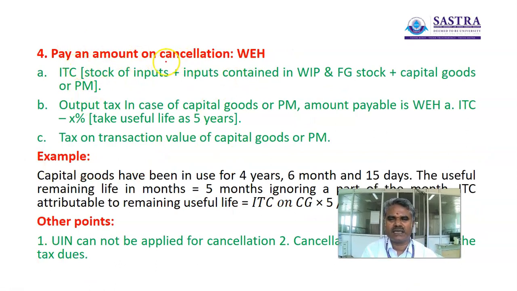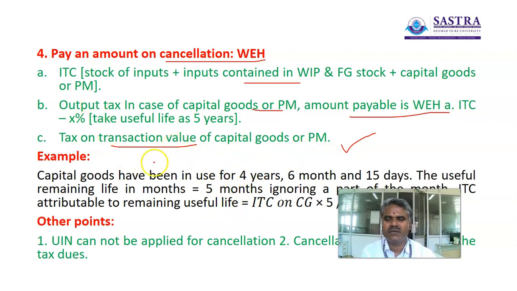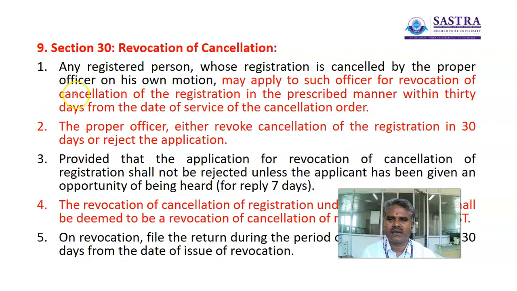Pay an amount on cancellation, whichever is higher: the ITC on stock of inputs contained in semi-finished goods, finished goods, capital goods, or the output tax in case of capital goods or plant and machinery. The amount payable is whichever is higher. The tax on the transaction value of goods or plant and machinery, that's it. These are all the amounts. They ask you to give how much you have to pay, and you have to pay that amount.